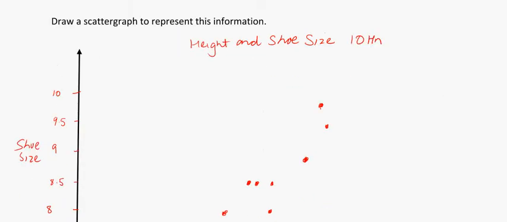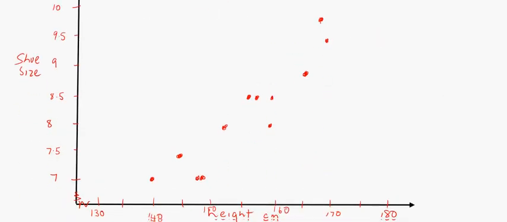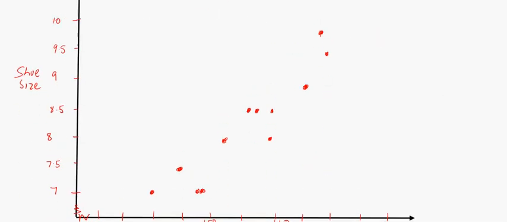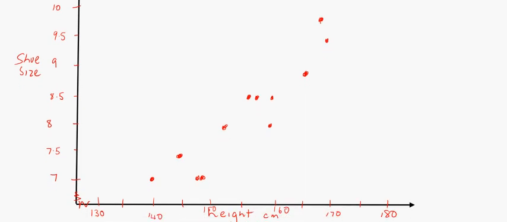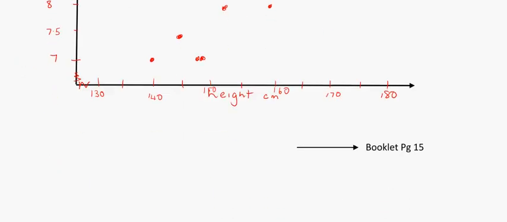Okay, so here we've got our scatter graph, and of course we can see that it is a positive relationship, an increasing trend, which means that in this instance, as your height increases, generally your shoe size increases as well. Okay, so you have a go on page 15. There's one for you to draw in your booklet.